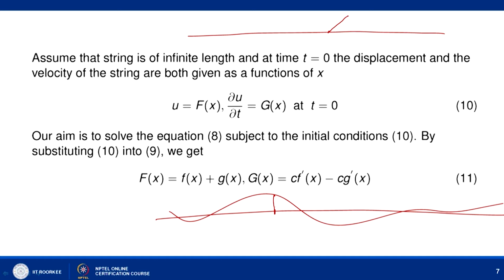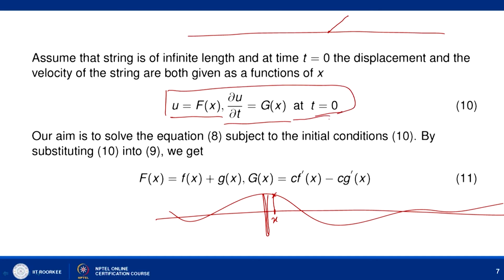So we say that at point x your displacement is given by F of x, and at this point it may have some velocity of displacement, it may move like this. So it means that we have some velocity also, so we call it ∂u/∂t equal to G of x at t equal to 0. So at the initial point t equal to 0 it may have displacement from the equilibrium position, that is this x axis, and it may have some velocity, we call this G of x at t equal to 0. So this is the initial condition which we are talking about.